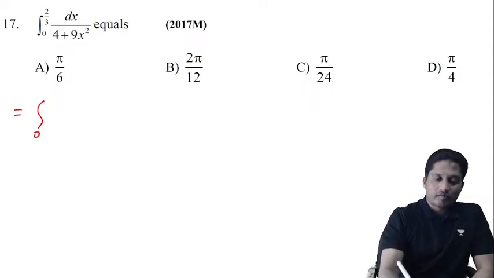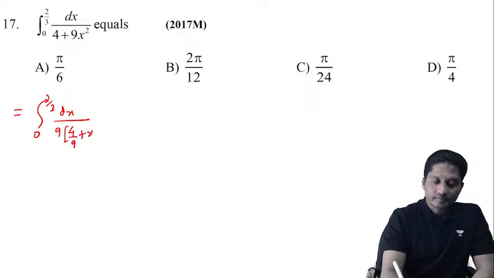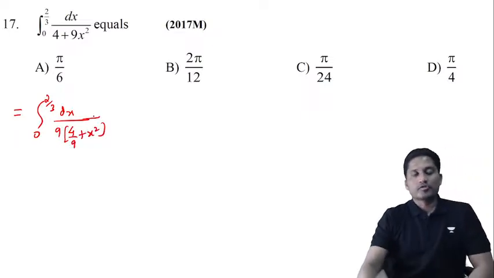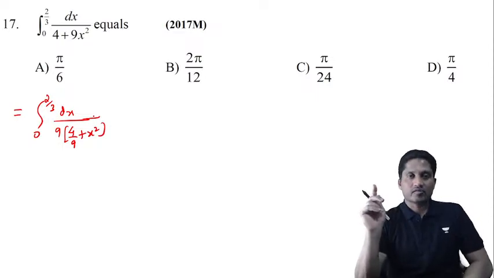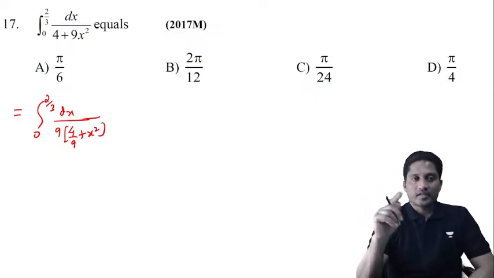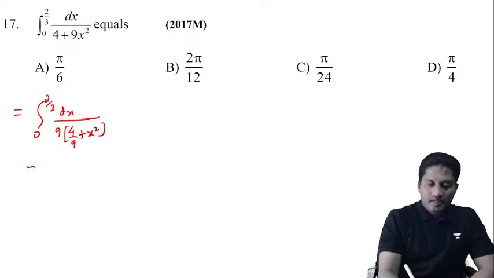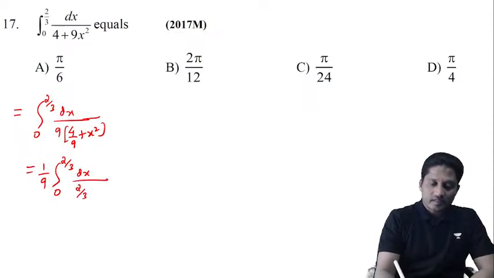I can write 0 to 2 by 3, dx divided by 9 if I take outside. It will be 4 by 9 plus x square. You can use substitution method. 9x square you can write as 3x the whole square. Alright, and then you should change the limit as well. 1 by 9 I'll take outside. This is 0 to 2 by 3, dx upon (2 by 3) the whole square plus x square. This is 1 by 9.